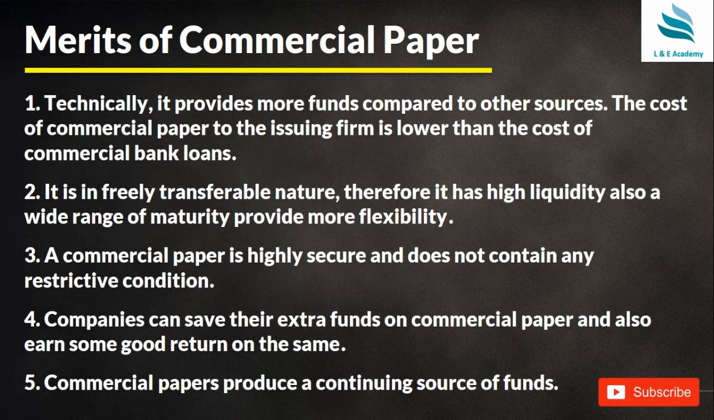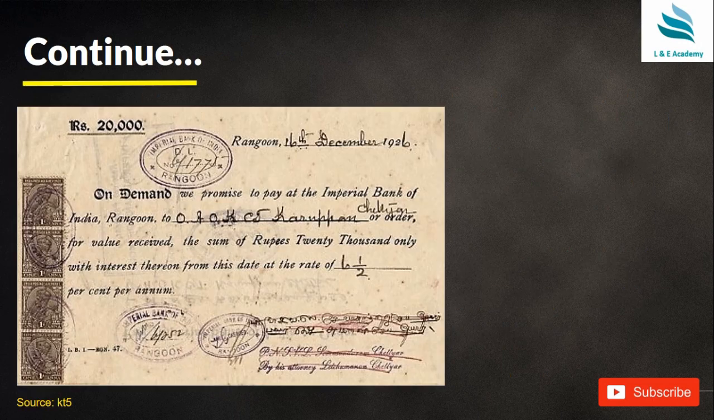This is how the commercial paper looks like. So you can see rupees 20,000, the date, the promise to pay the Imperial Bank of India, an amount for a value received, and the stamp and the signature is also there. So this is how it moves.